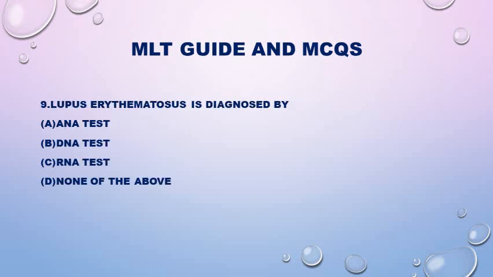9. Lupus erythematosus is diagnosed by options A. ANA test, B. DNA test, C. RNA test, D. None of the above. The answer is option A. ANA test.